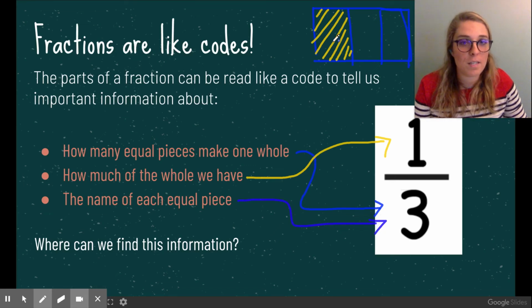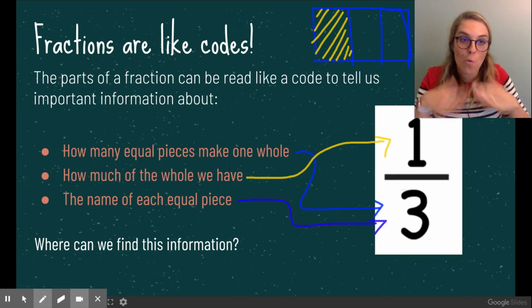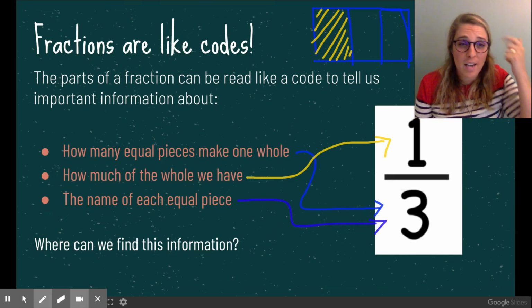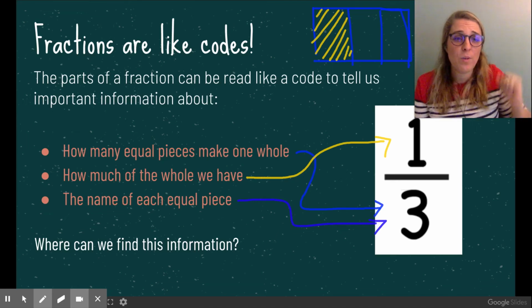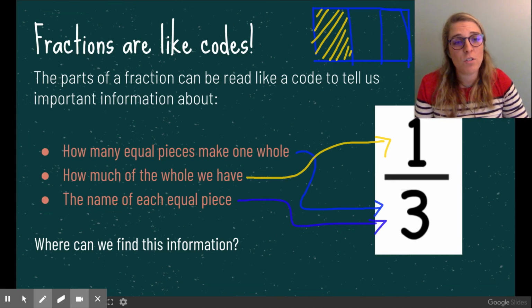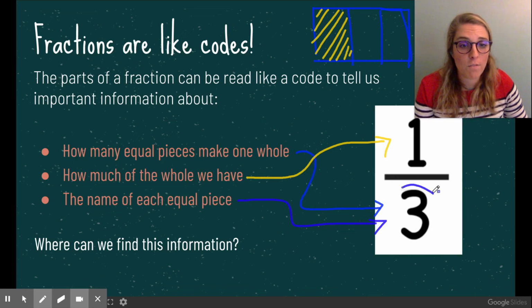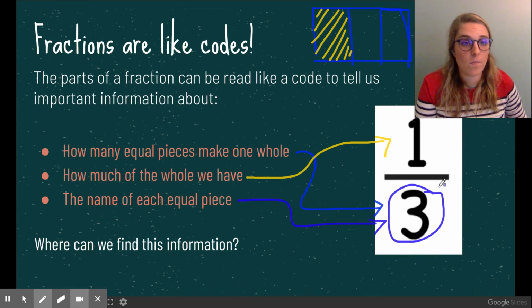Now, I don't call this piece that I shaded in yellow a 3, right? Say no way. We've got to be like detectives. We have to think. I know Annie mentioned that a whole object split into 3 equal pieces, each of those pieces are called thirds. I know we can use the number of pieces that a whole is split into to determine the name.